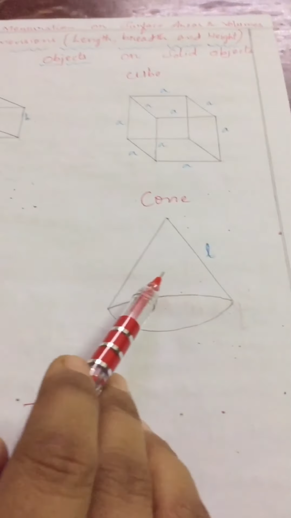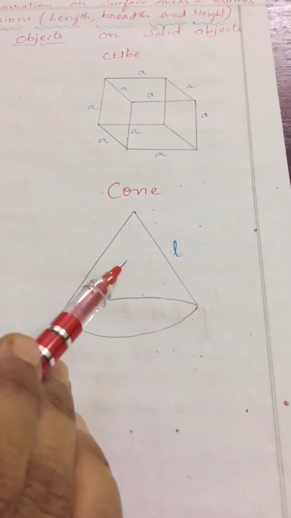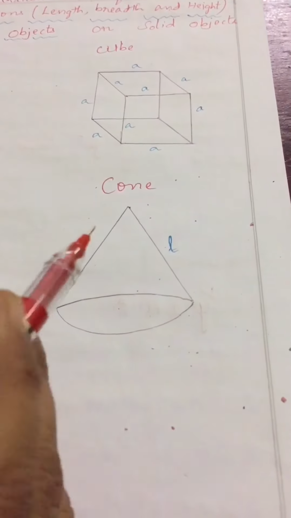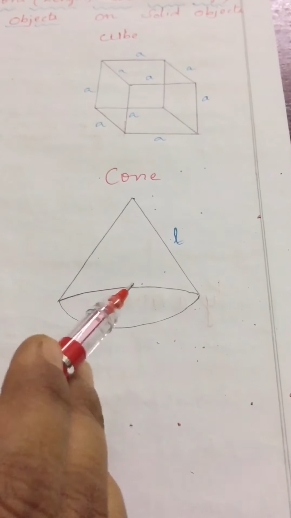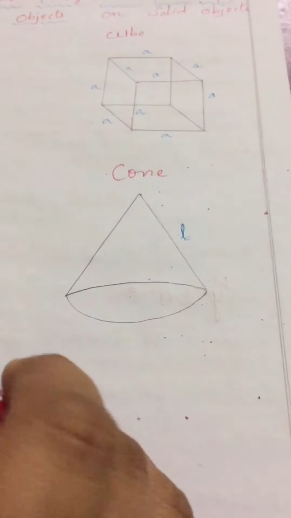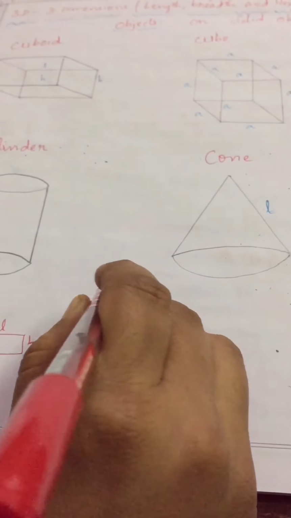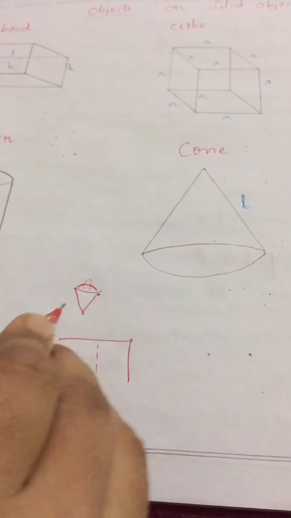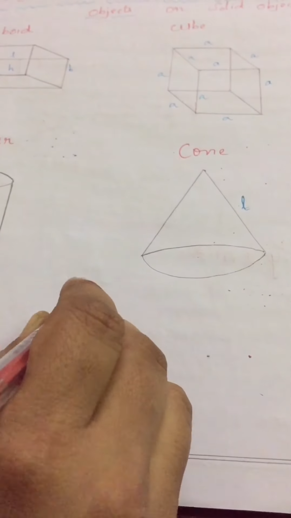The next one is cone. You come across a cone like the ice cream cone. Many times, or daily, you eat ice cream. See, in this part he fills the ice cream and gives it to you. This is nothing but a cone.